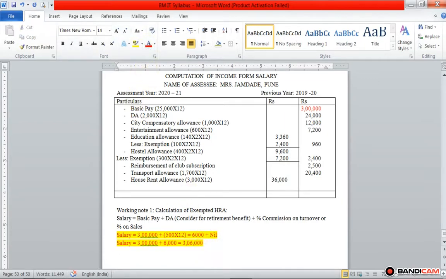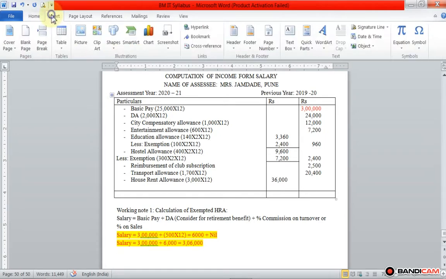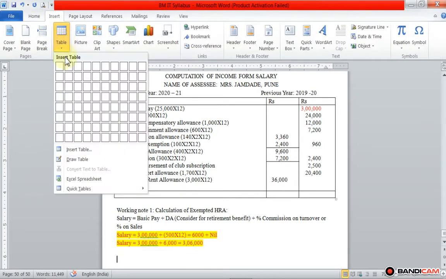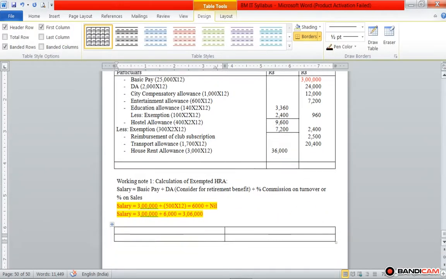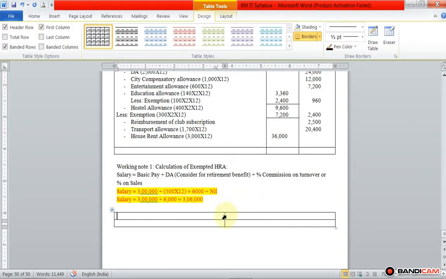Now we compute the exempted HRA. So exempted HRA is computed by preparing a 2-column table, particulars and rupees. So here particulars and rupees.